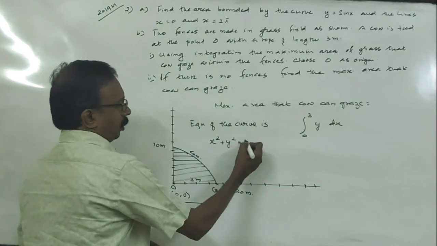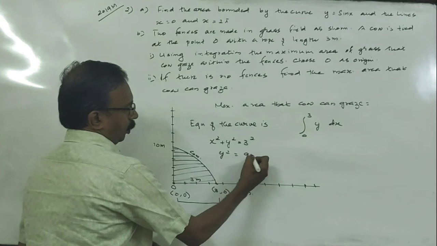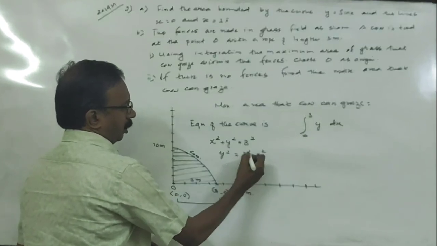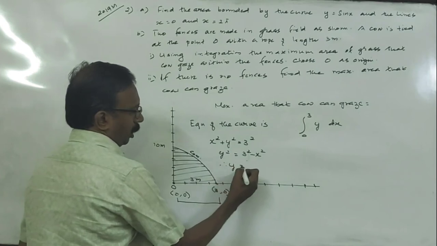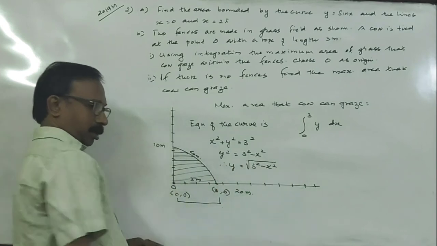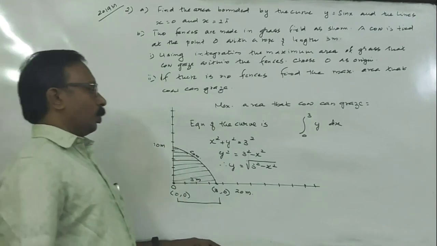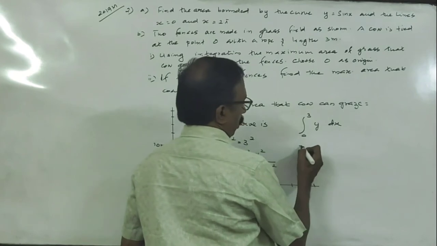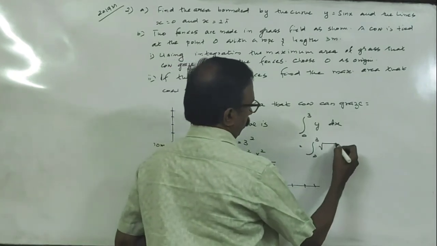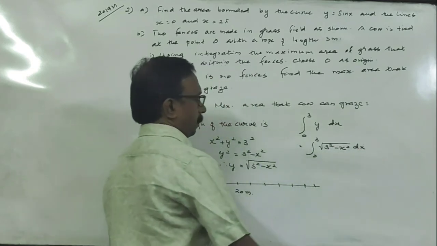x square plus y square is equal to 3 square. Therefore, y square is equal to 9 minus x square, or 3 square minus x square. Therefore, y is equal to square root of 3 square minus x square. This is the equation of the curve. So, here, integral 0 to 3 root of 3 square minus x square into dx.